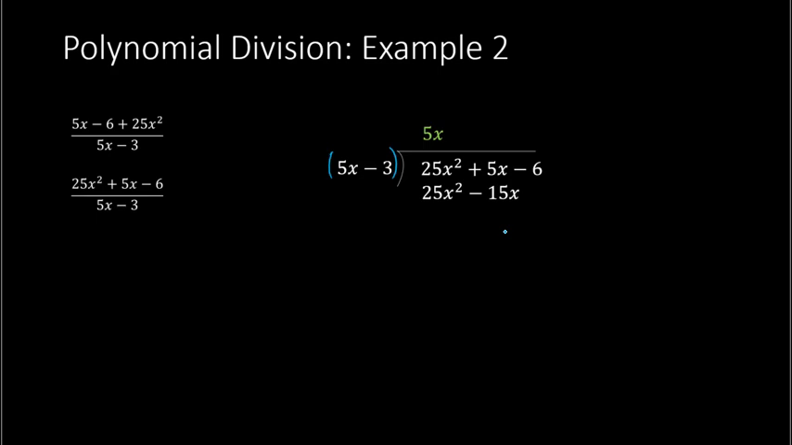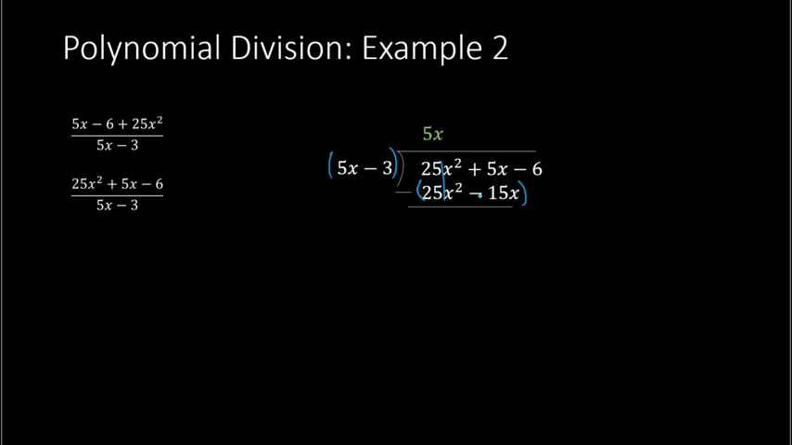Now the next step is probably the most common mistake in this entire process, and that is with the subtraction. When you subtract, make sure that you're subtracting both terms. So we have 25x squared minus 25x squared, which would cancel out. But then don't forget, we have 5x minus a negative 15x. That is where the mistake is most often made.